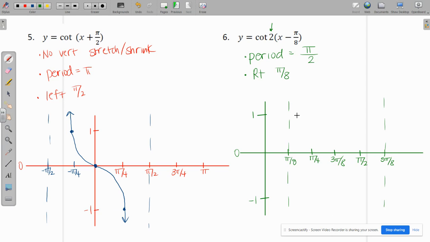And cotangent typically goes down from left to right. So we would have a point at pi over 4, 1; 3 pi over 8, 0; and pi over 2, negative 1. So we connect these to look like kind of half of those parabolas opening up and opening down, and then you can pick a point and check it.